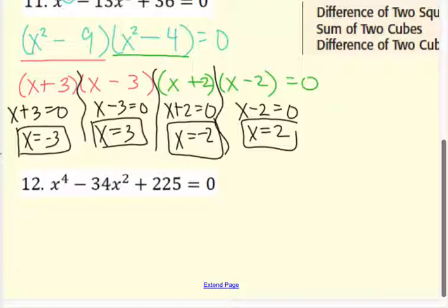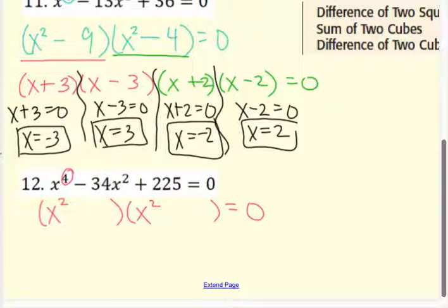12, once again, looks like a quadratic. Okay, it's in that quadratic form, but I have an x to the 4th, so I can go ahead and use the same technique. Just going to have an x squared out in front. And once again, I say, well, what multiplies to 225 but adds to negative 34?